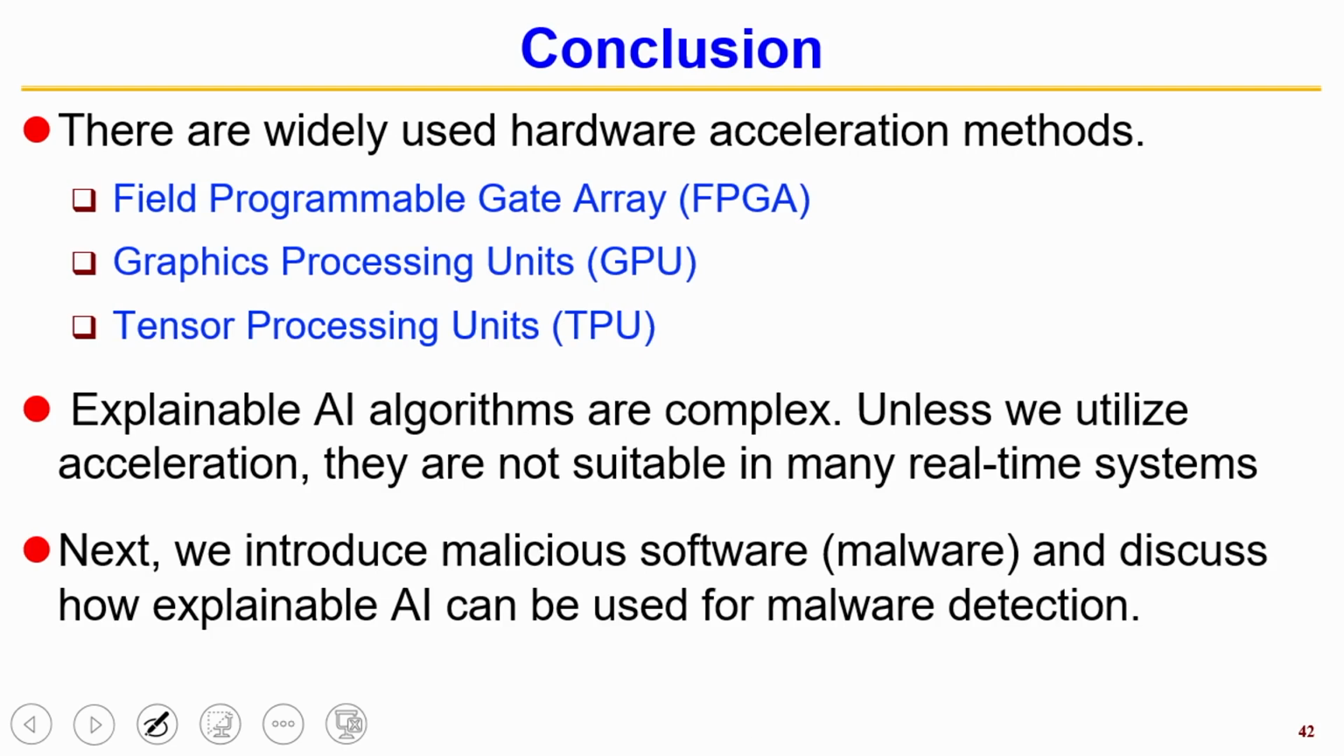This is the conclusion for today's lecture. There are a lot of widely used hardware accelerator methods: field programmable gate arrays, graphics processing, and tensor processing. Explainable AI algorithms are complex, and unless we utilize acceleration, they are not suitable for many real world systems. In the next lecture we are going to talk about malicious software, malware, and discuss how explainable AI can be used for malware detection.